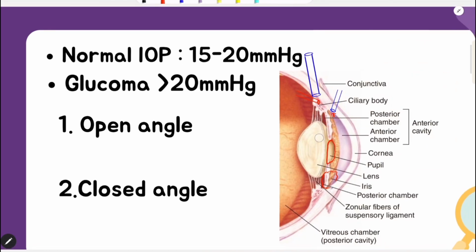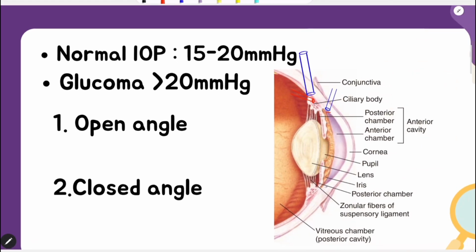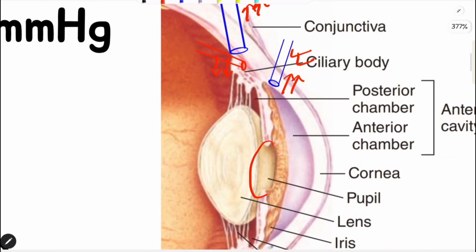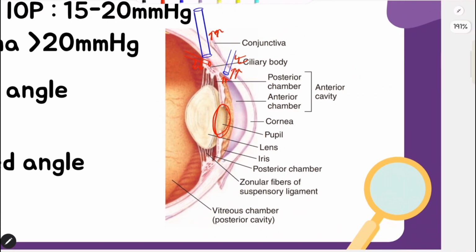So on the basis of whatever we have discussed, what we can do to treat glaucoma is that we can reduce the secretion of aqueous humor, or we can increase the drainage of aqueous humor through the trabecular outflow or through the uveoscleral outflow, or we can produce miosis that will help in drainage of aqueous humor. So we have these three options mainly.